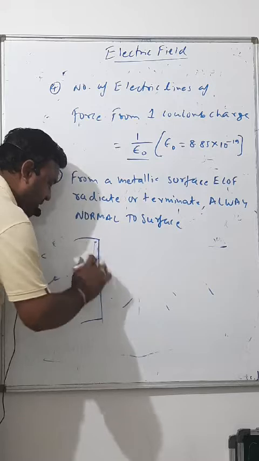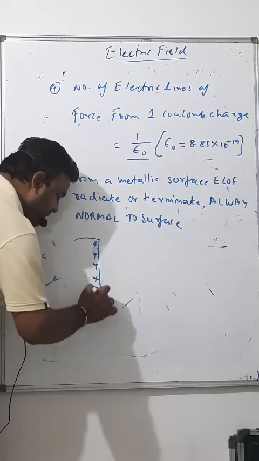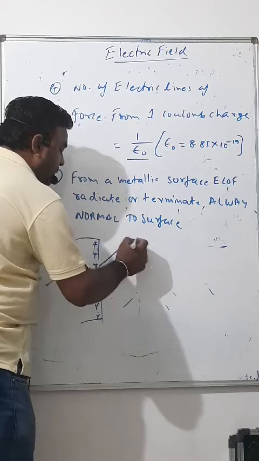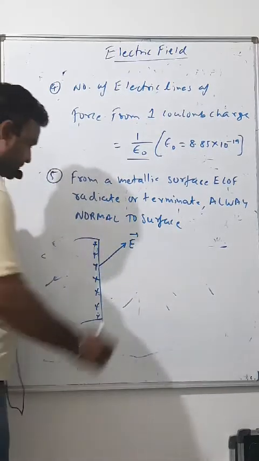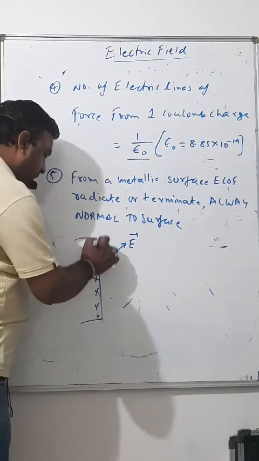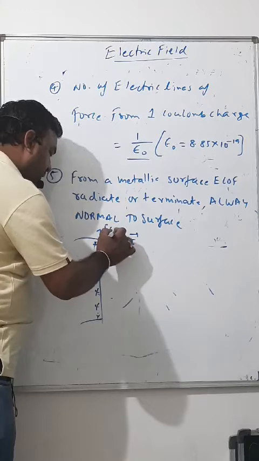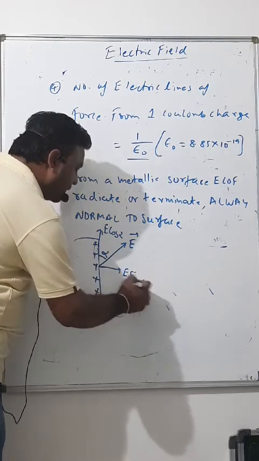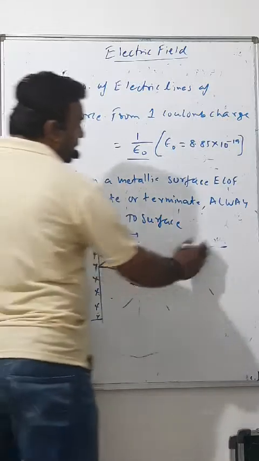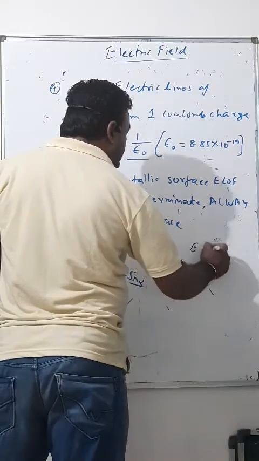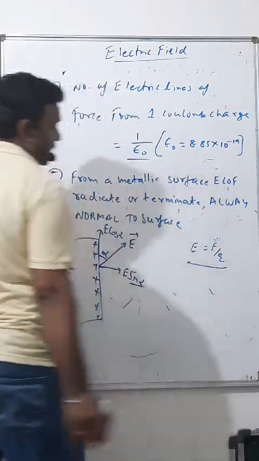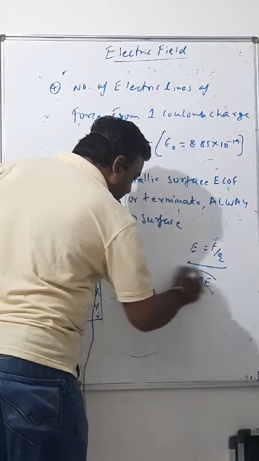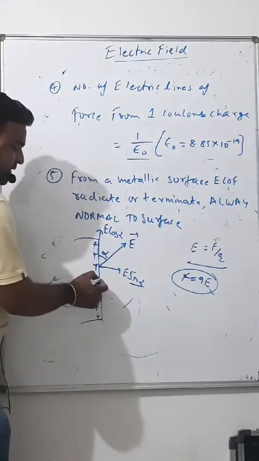There is some charge over it. For a moment, if I assume that the electric line of force is in this direction, there will be some angle alpha. Here it will be E cos alpha, and here it will be E sin alpha. Now, as per the definition, E is equal to F by Q, then F equals QE.